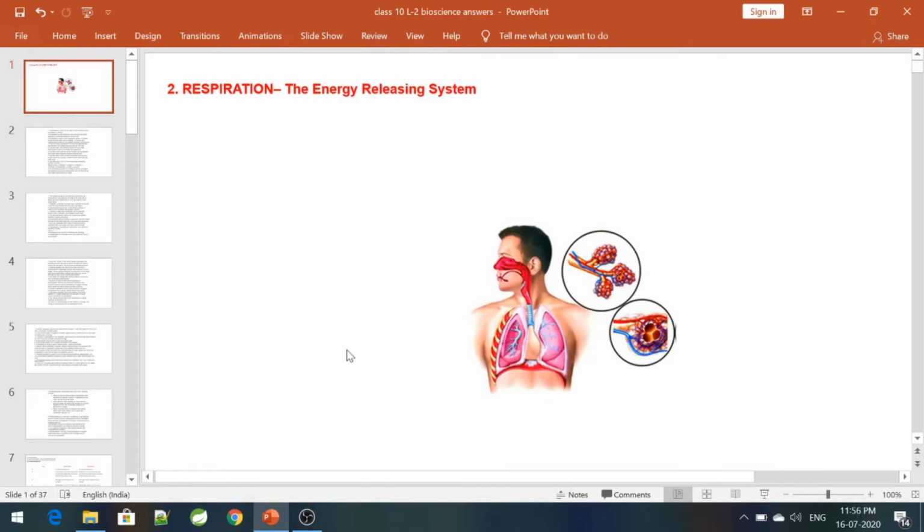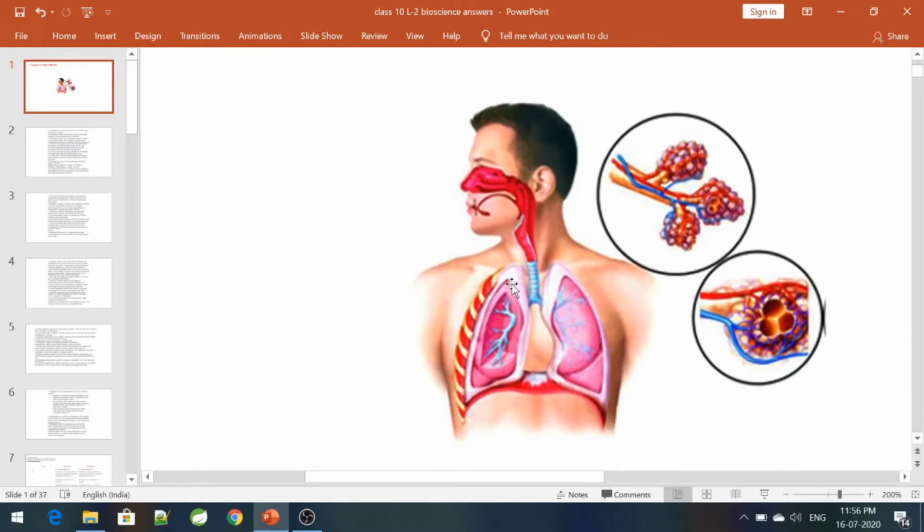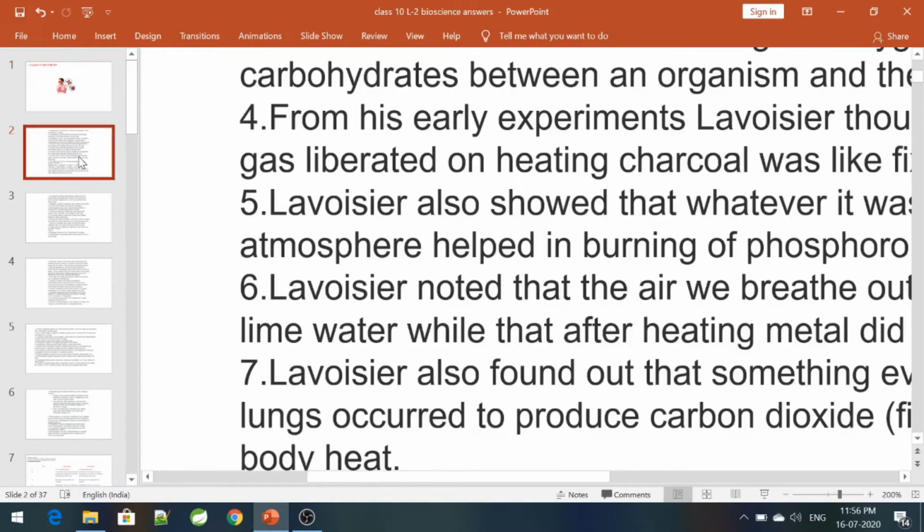This is chapter 2 of Biological Science, class 10, the energy releasing system. This is the diagram of where the respiration takes place, the alveoli. These are called alveoli, where the exchange of gases takes place: oxygen is taken in and carbon dioxide is released out.